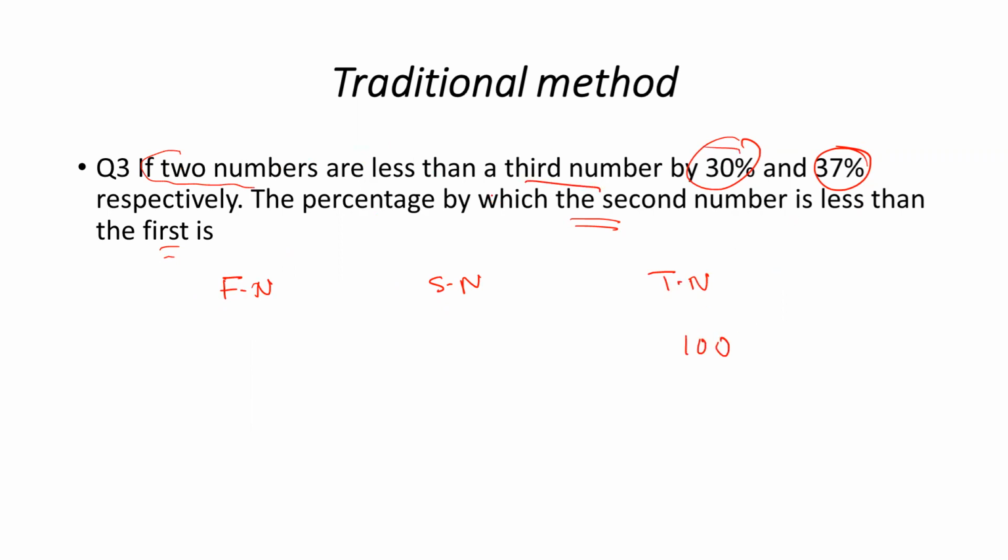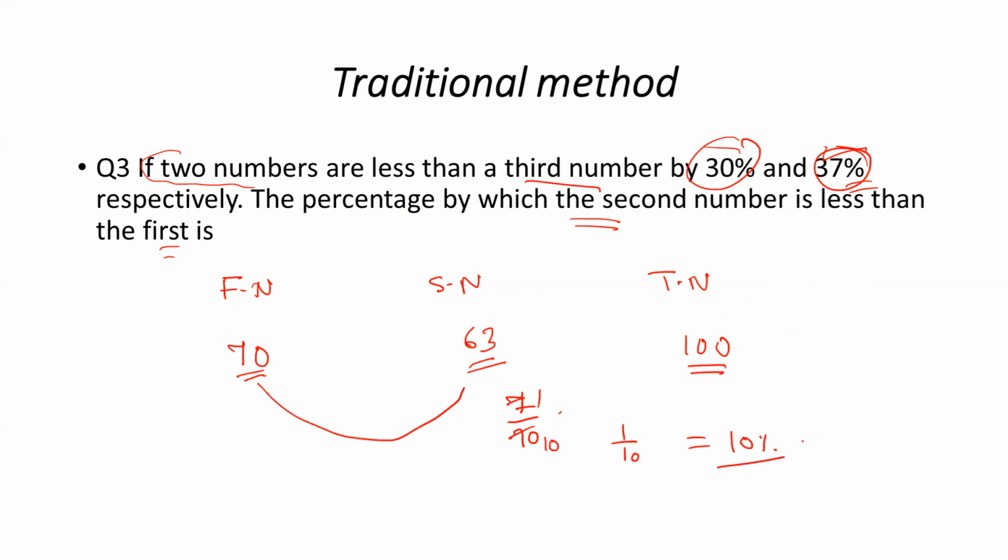So the first number is 30% less, that is 70, and the second number is 37% less, that is 63. If the third number is 100, then the first number will be 70, and the second number, 37% less than the third number, will be 63. They have asked the percentage by which the second number is less than the first number. So the difference between the second and first number, that is 70 minus 63, will be 7 upon 70. It will be 1 upon 10. So you know the value of 1 by 10 is 10%.